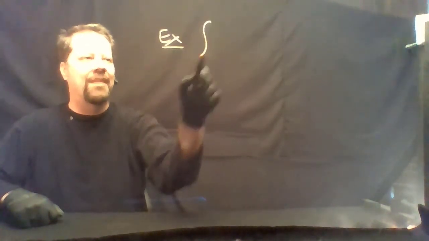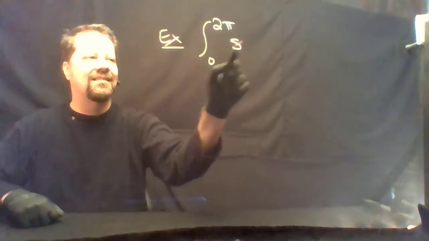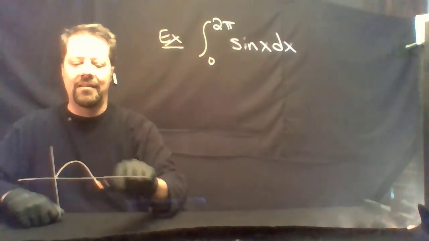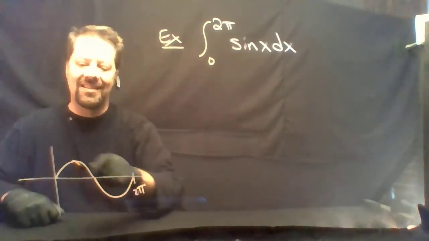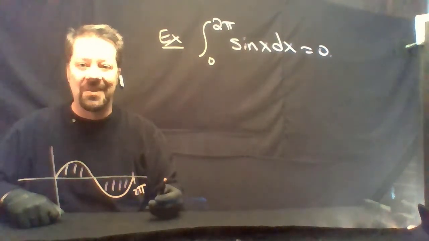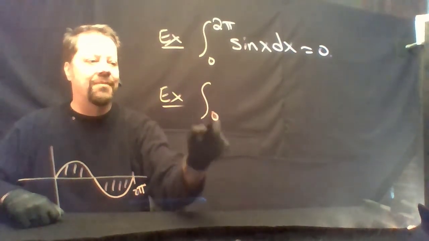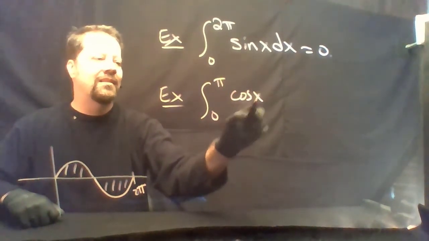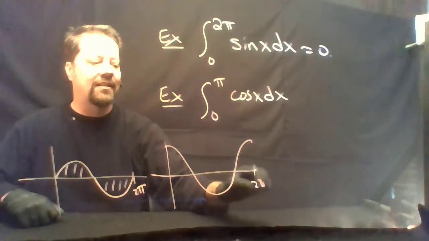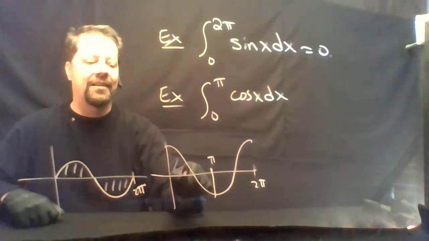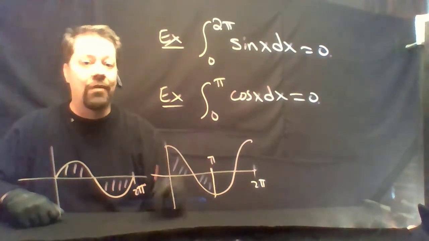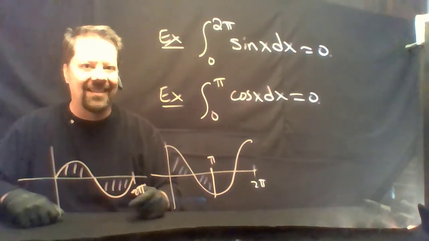For example, if I'm integrating from 0 to 2 pi sine of x dx, you should know that sine completes one period in 2 pi units, and you will have a positive bump and a negative bump. So you obviously get 0. If you integrate from 0 to pi cosine x dx, thinking about the geometry of cosine, it completes one cycle in 2 pi and half a cycle by the time you get to pi. You'll have half a positive bump and half a negative bump. So when you integrate cosine over half a period, you still get nothing.